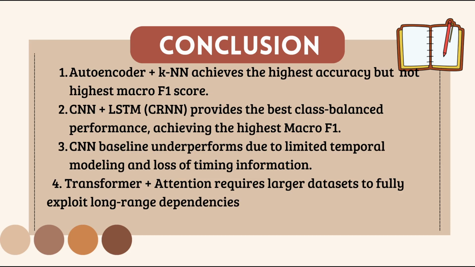So for the conclusion, the first one is what we just talked about. The autoencoder plus KNN achieves the highest accuracy, but not the highest macro F1 score. And the second is that CNN plus LSTM provides the best class-balanced performance, which means it achieves the highest macro F1 score. And the CNN baseline underperforms due to limited temporal modeling and loss of timing information. And the transformer plus attention requires larger datasets to fully exploit long-range dependencies.